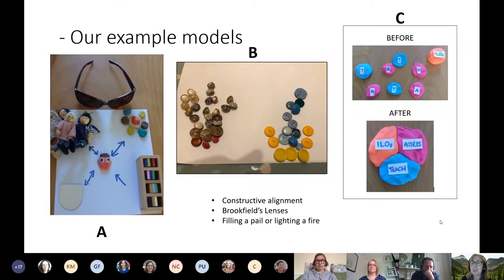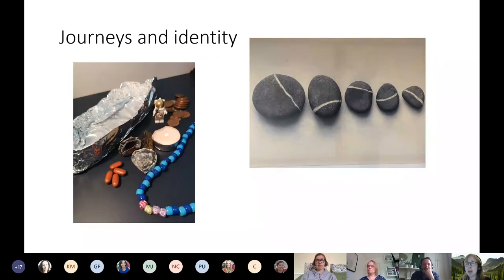Yeah, it was great. So this is some of the things that people came up with, but we couldn't put them all in a presentation, so I've just picked out some of them. Some were about journeys and identity. This one on the left was about somebody's boat. It was kind of like a boat of teaching.